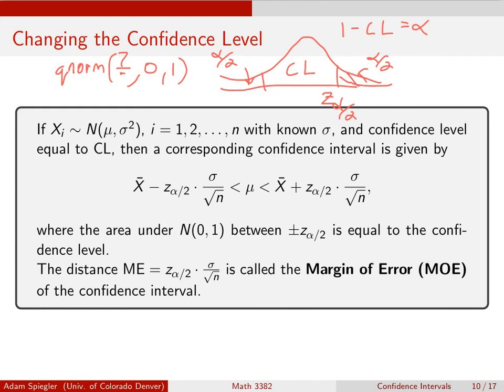Okay, and so this distance that we're going above and below the mean, so this term over here is what we call the margin of error, okay, as opposed to the standard error. So that's how big of an error we're building above and below our initial estimate that came from the sample mean.